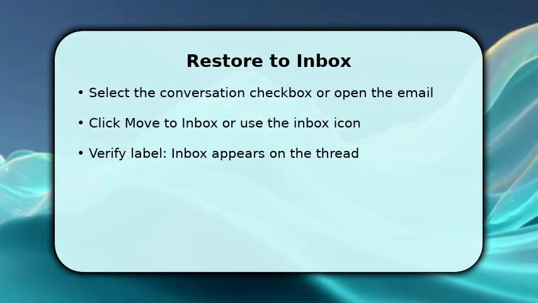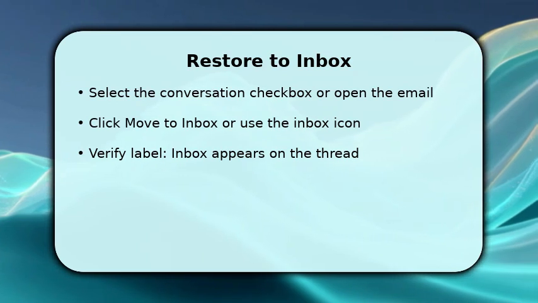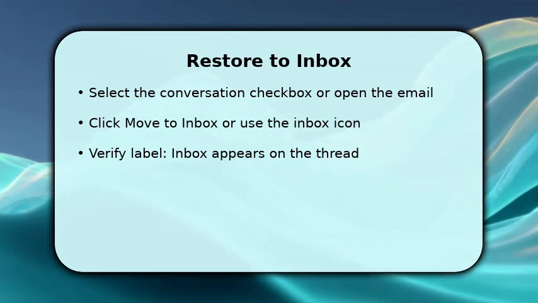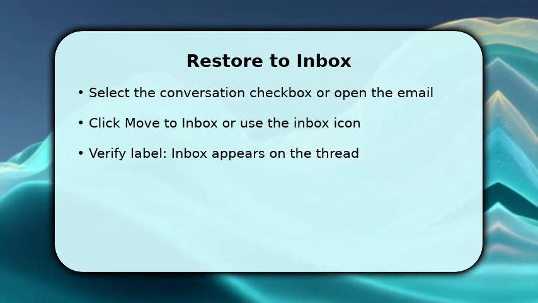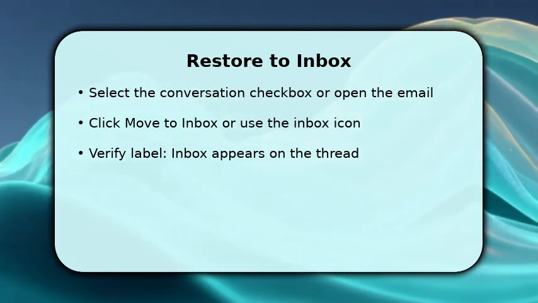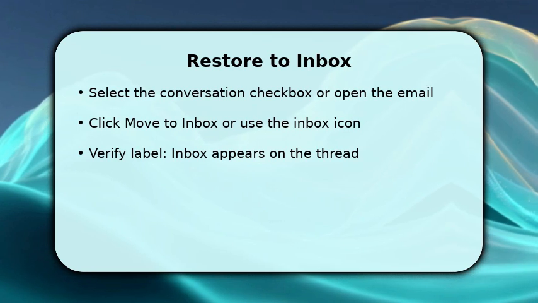After locating the message, restore it to the inbox. This is the actionable undo step. If you're in list view, check the box beside the thread and click the Move to Inbox button in the toolbar. If you open the message, use the inbox icon at the top.